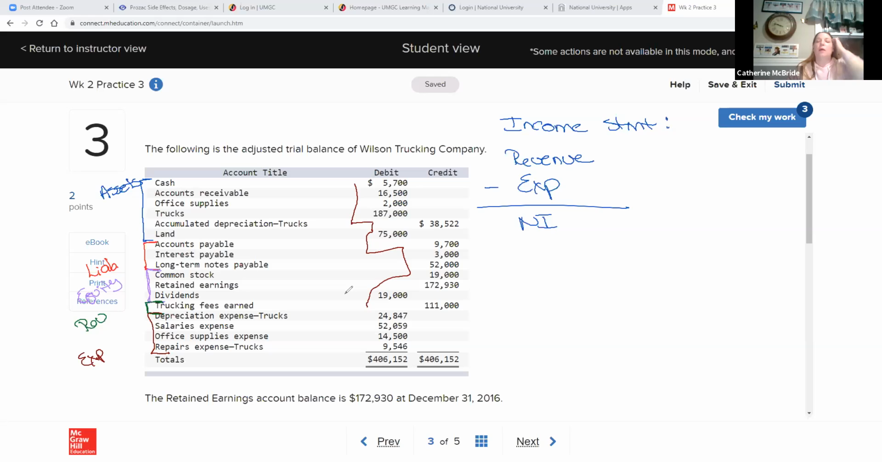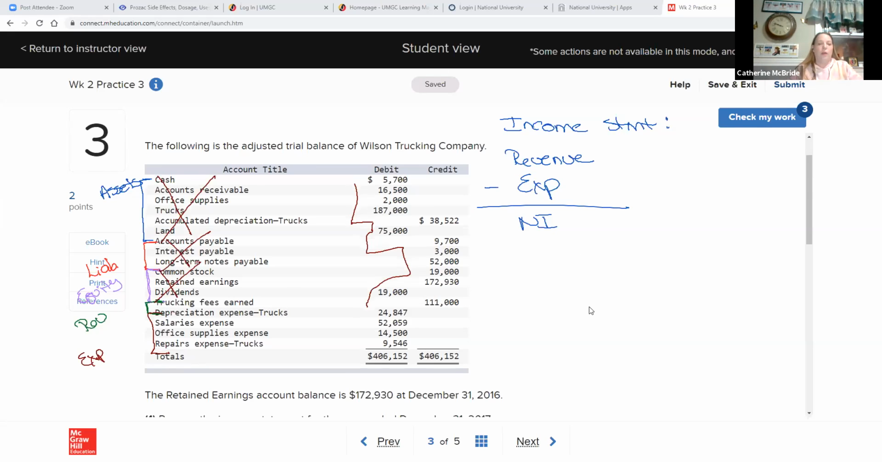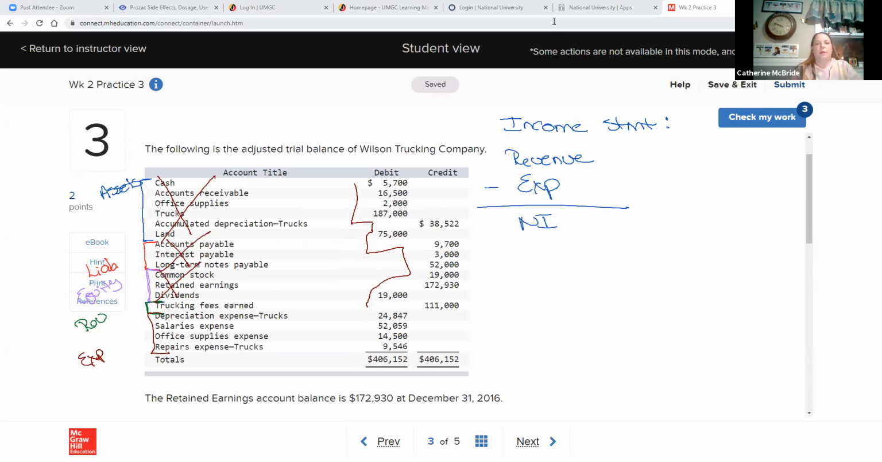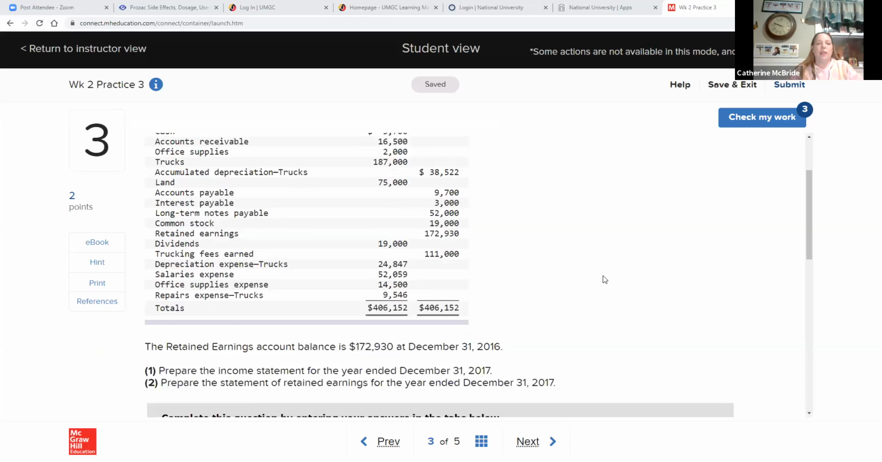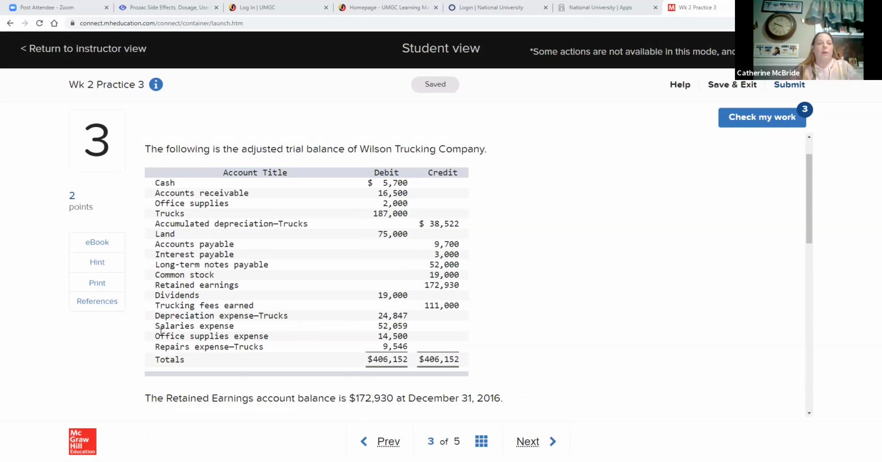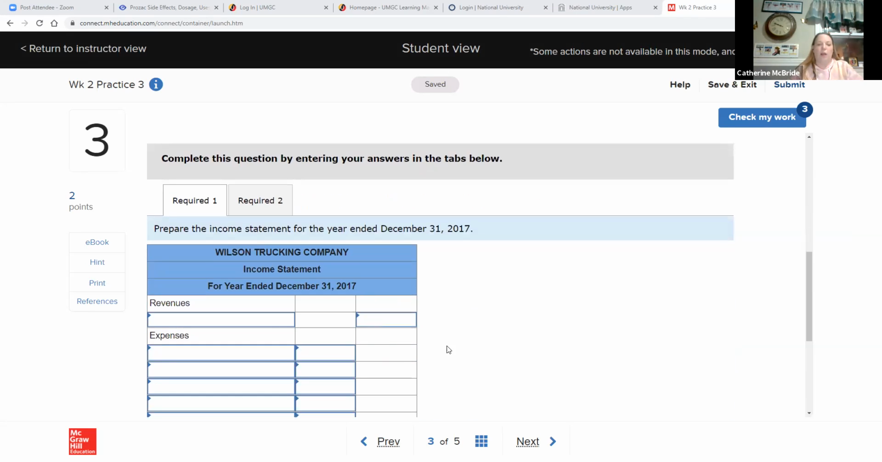So if we're going to do revenue minus expenses, we can eliminate a whole bunch of stuff here. We're not going to use the assets. We don't need the liabilities. We don't need the equity. We just need the revenue and the expenses. So now I've narrowed this down a whole bunch. So when we go down here, we want to put revenue in. Well, the only revenue account is the trucking fees earned for $111,000.